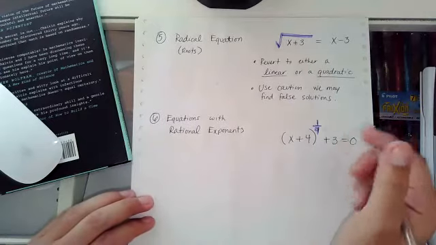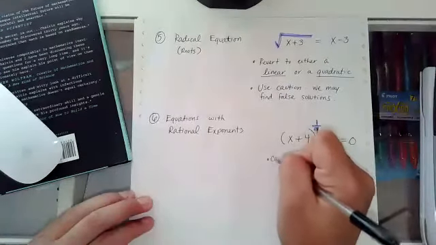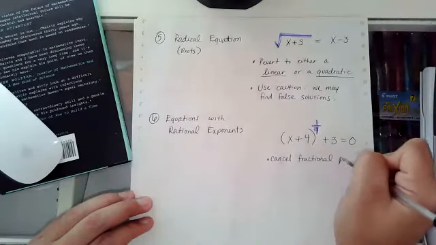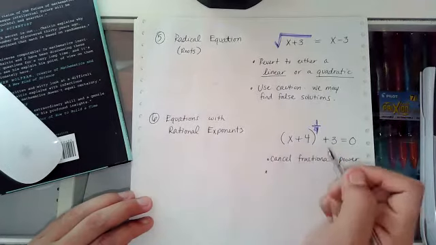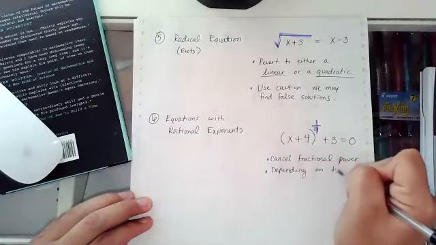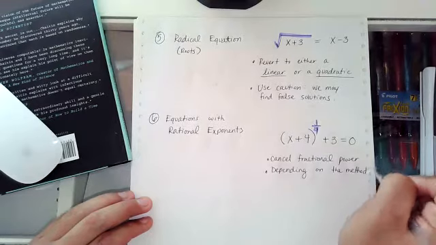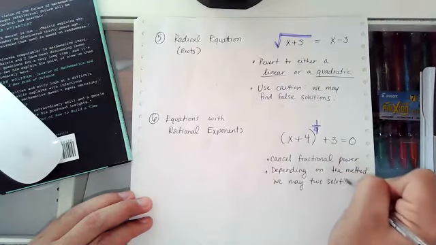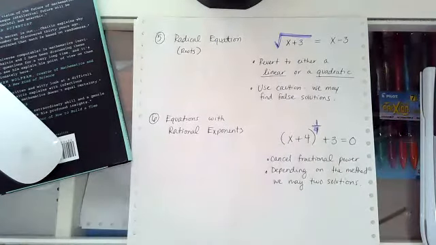So we will cancel the fractional power somehow. And then, depending on the method, we may have 2 solutions. Okay. So I'm being very intentionally vague right now because the only way to really start learning about how these questions feel when we start going through them is to just start in on some example problems.